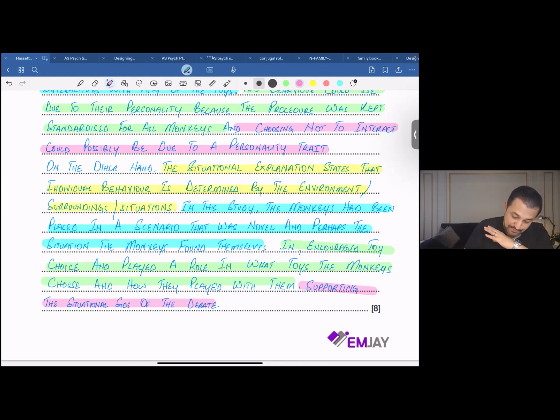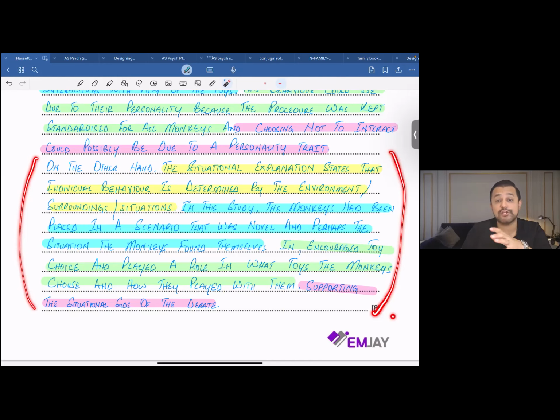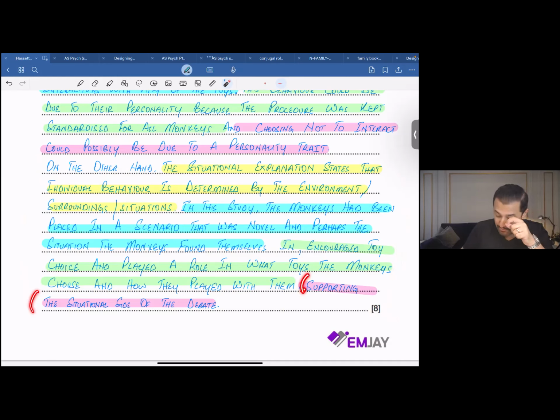Now, again, this part is for the situational side of the debate, right? How does this read? If you read it together, it reads, on the other hand, the situational explanation states that individual behavior is determined by the environment surrounding or the situations. In the study, the monkeys had been placed in a scenario that was novel, and perhaps the situation the monkeys found themselves in encouraged toy choice and played a role in what toys the monkeys chose and how they played with them, supporting the situational side of the debate. Now, this last part might not look very significant to you, but remember, this is connecting the content from Hassett et al.